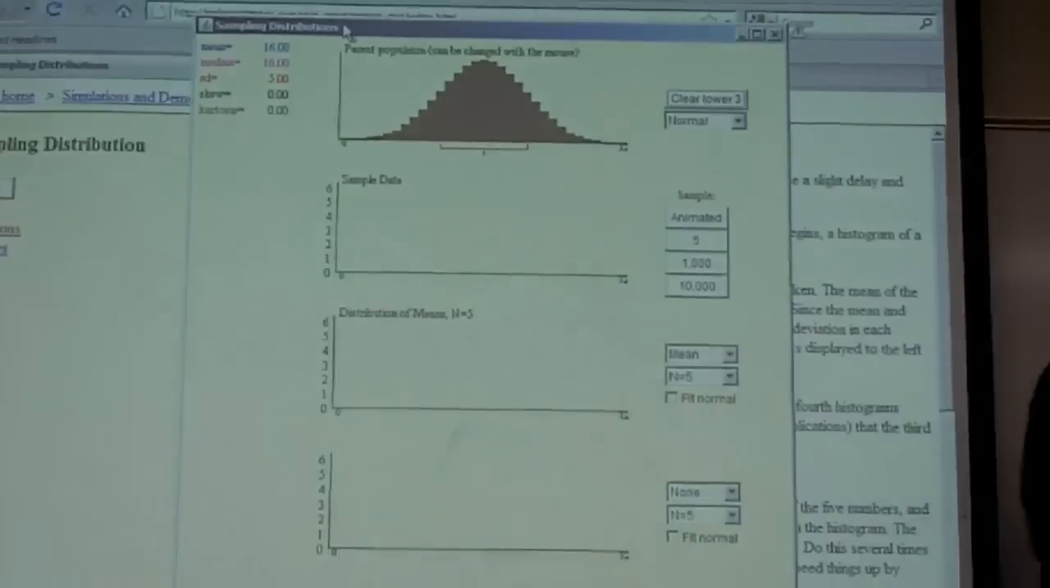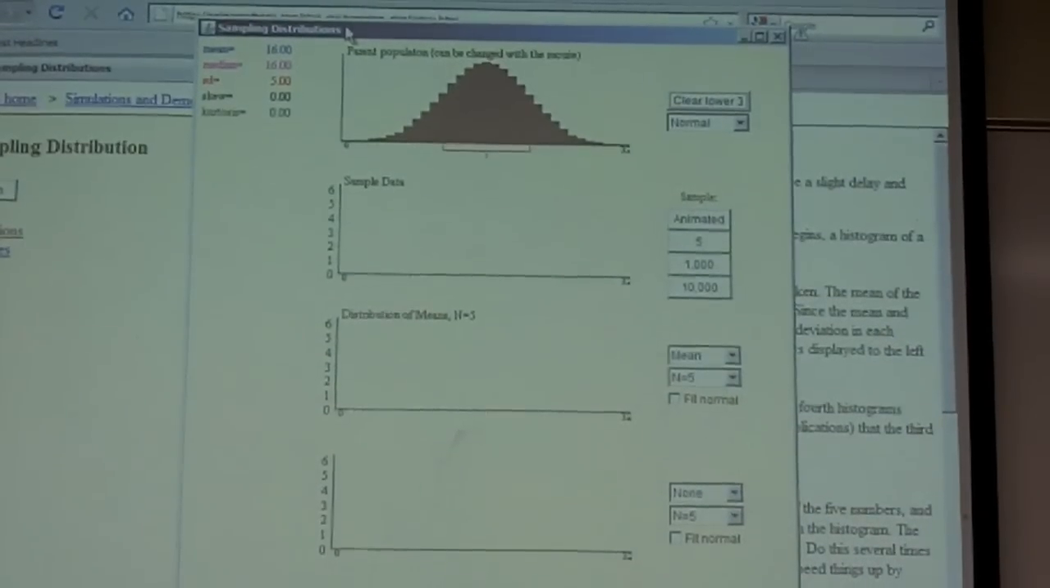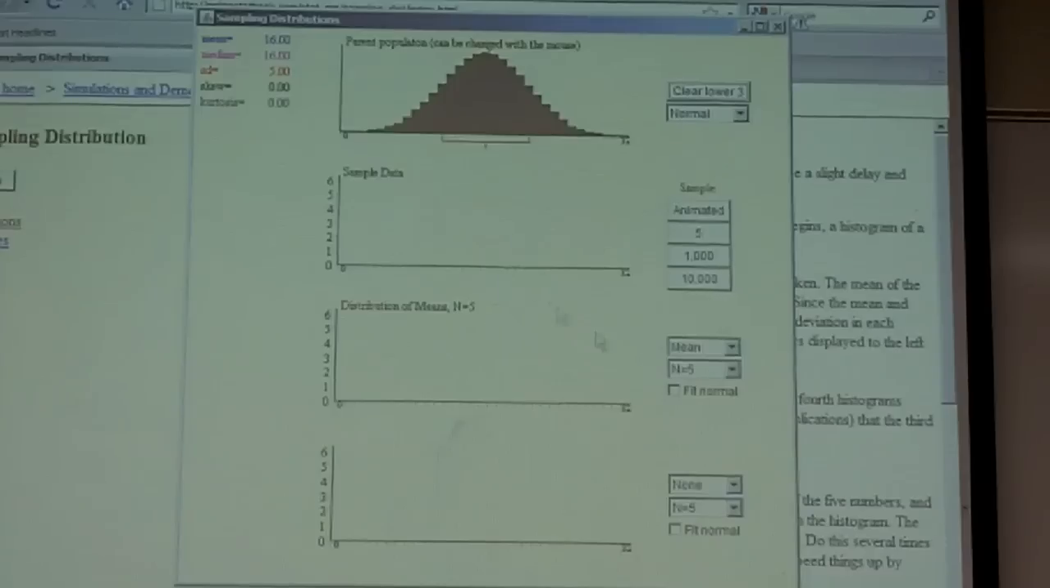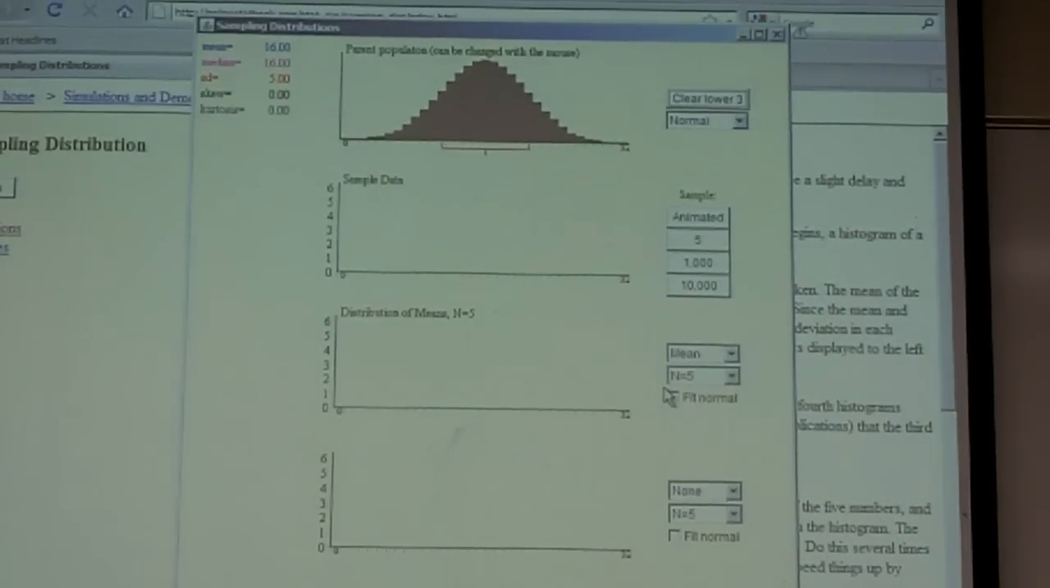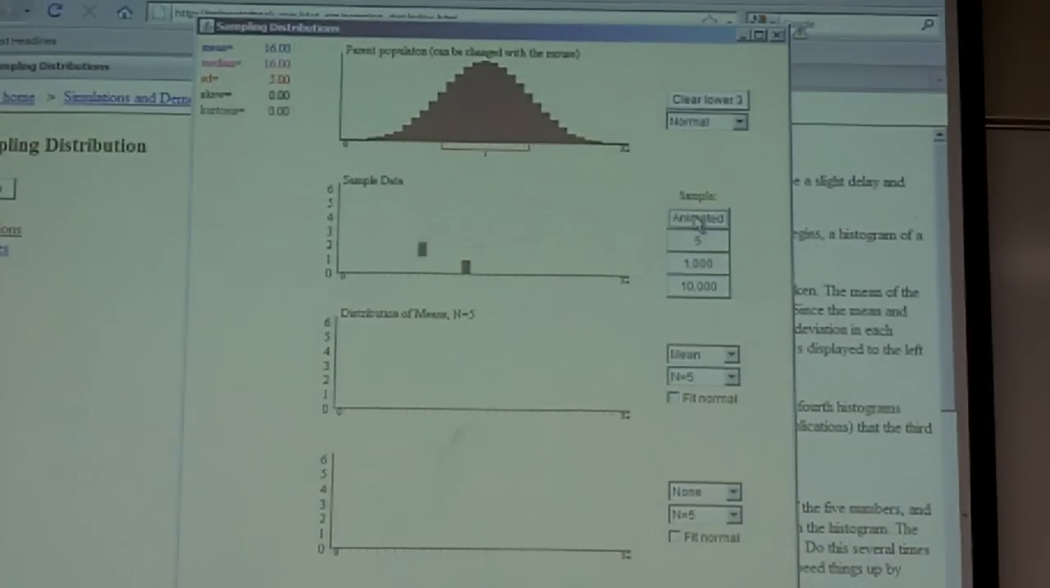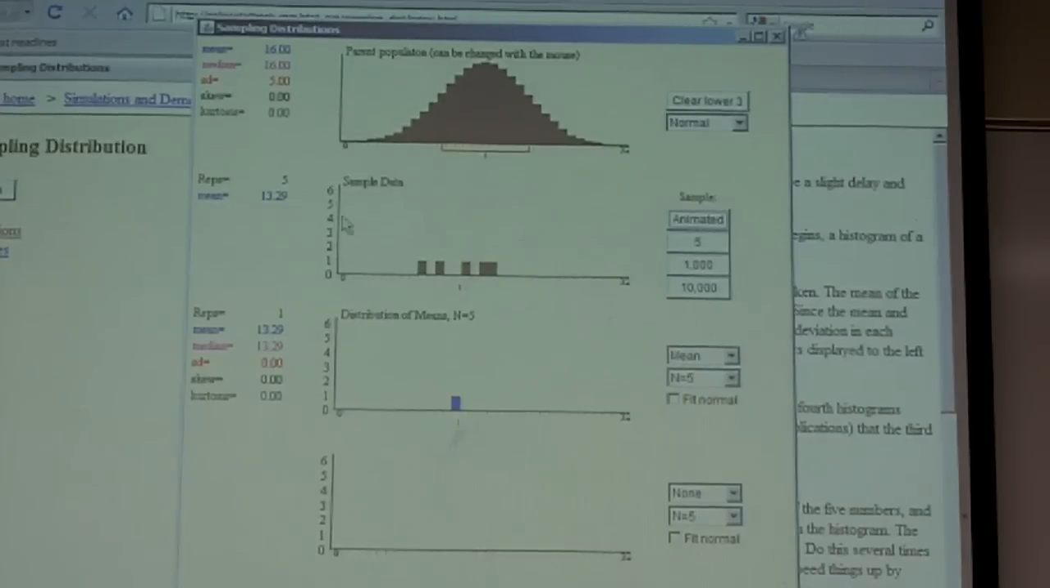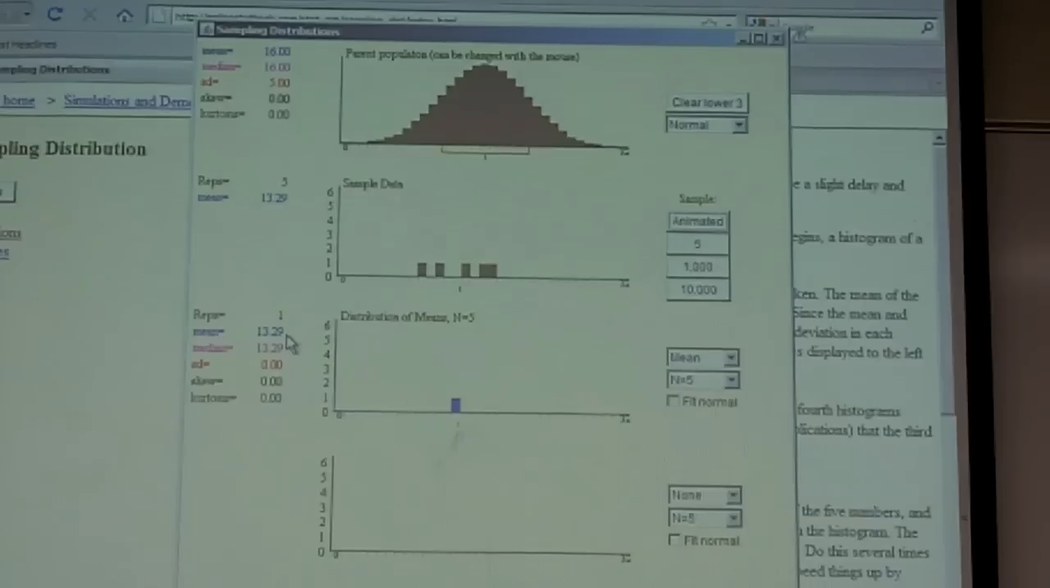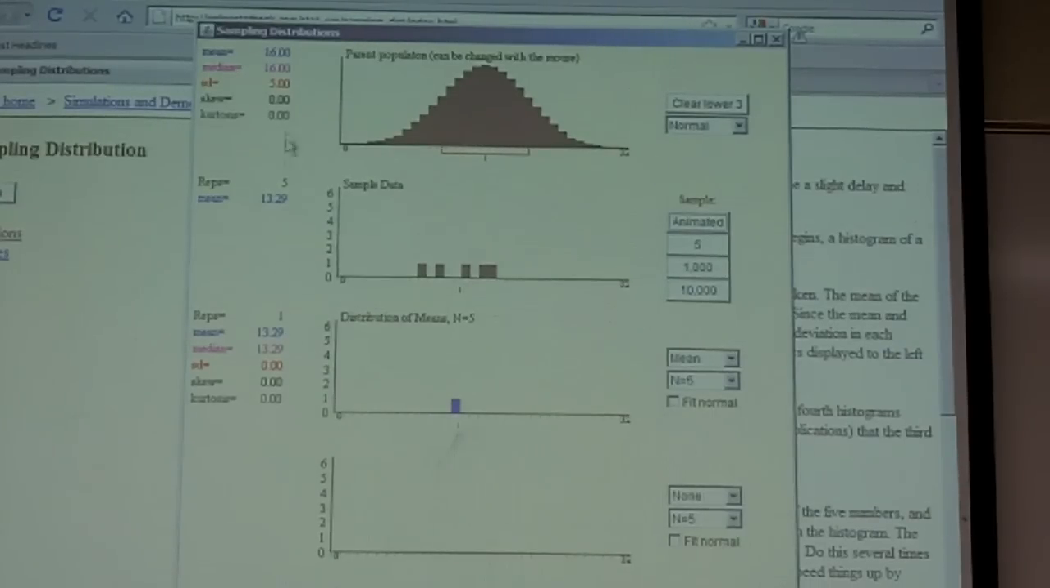Now, let's do that using a sample of 5 and see what happens. We're going to set this to a sample of 5, as you can see here. And we're going to run an animation. OK, so it picked 5 scores, and it put the mean of these 5 scores here. It says the mean of these 5 scores is 13.29. The mean of the original population was 16. So 13.29 is a bit off, right? The way you can tell it's off, it's about half a standard deviation off. The standard deviation is 5, so it's about half a standard deviation off the original.